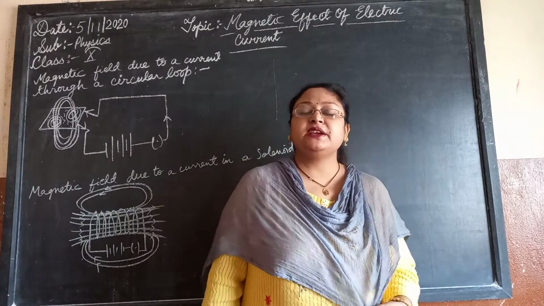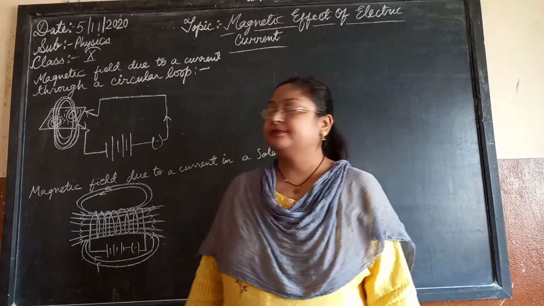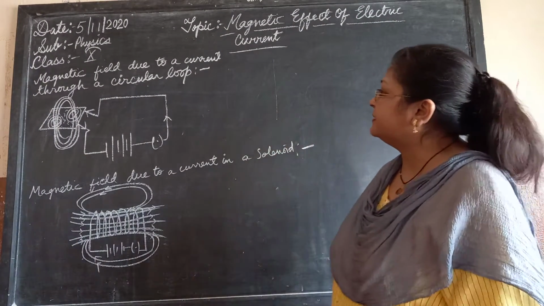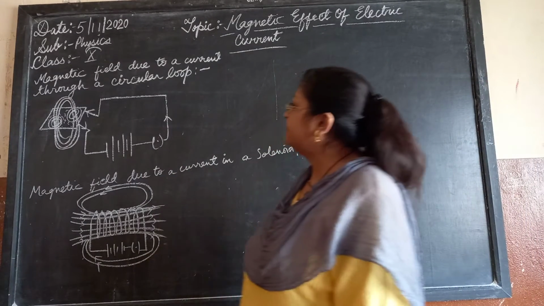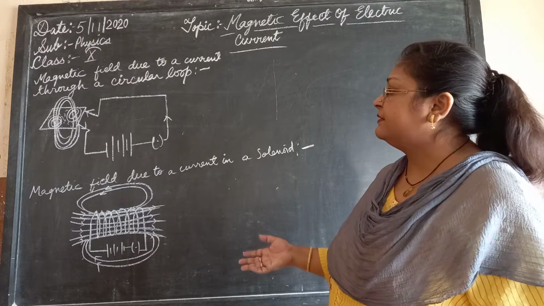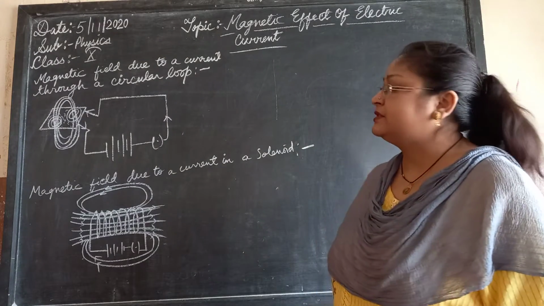We are going to take the 10th class physics again, that is magnetism, magnetic effect of electric current. The magnetic effect of electric current is shown by these two methods. First, the magnetic field due to a current through a circular loop.